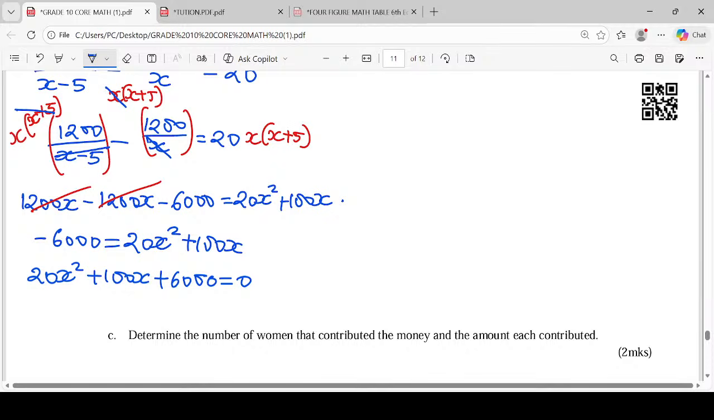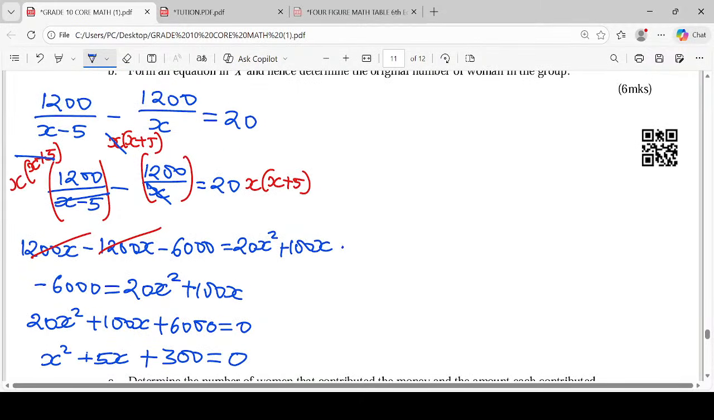When you reduce by dividing through by 20, you're going to have this as x squared plus 5x plus 300 is equal to 0. So we are almost finishing up that question. Look at, this is a grade 10 question. Just imagine, in 844, this topic is covered in Form 3. But here are our bright grade 10s tackling it at their level.